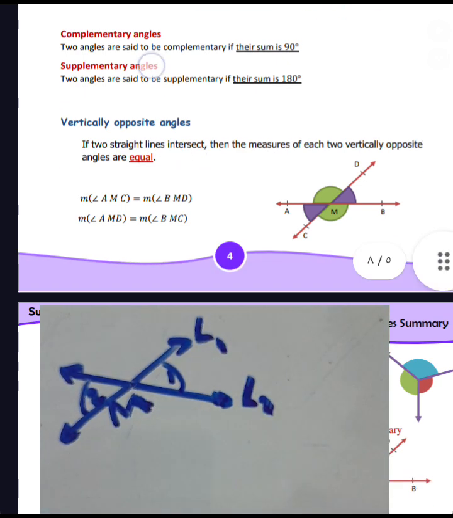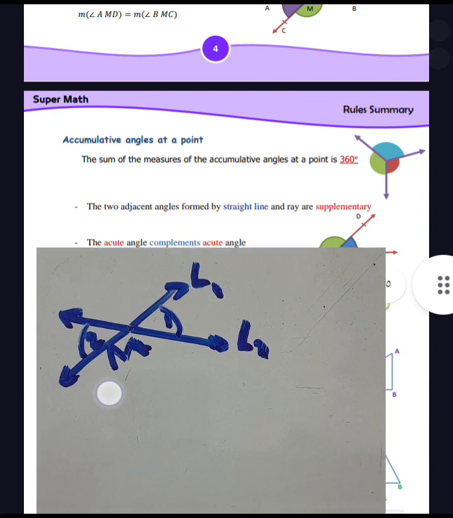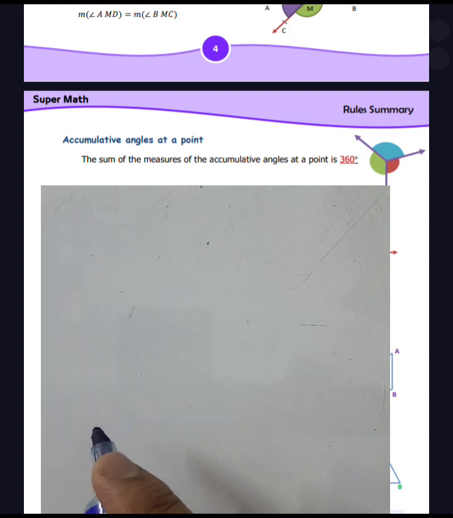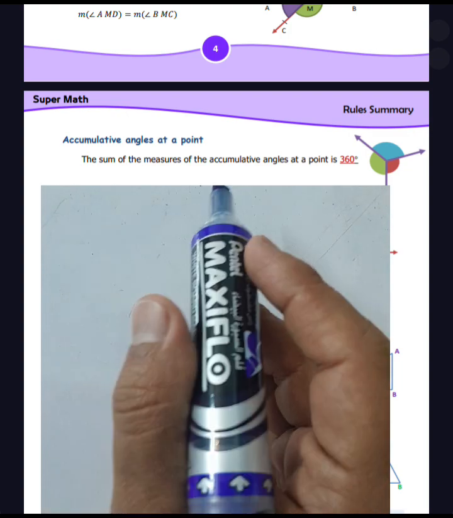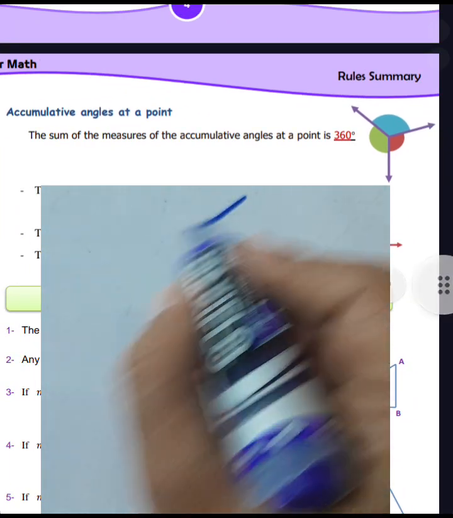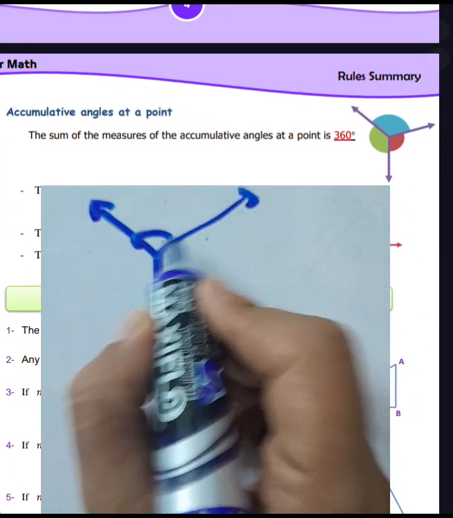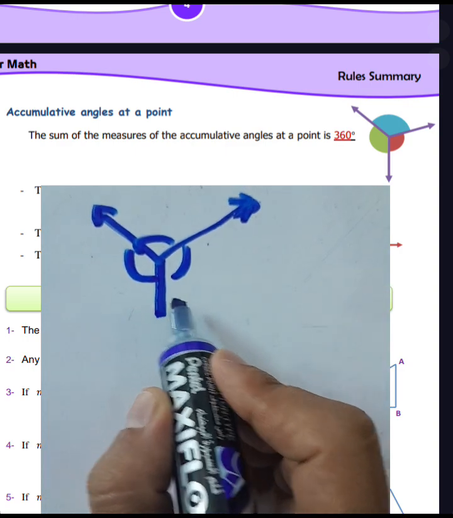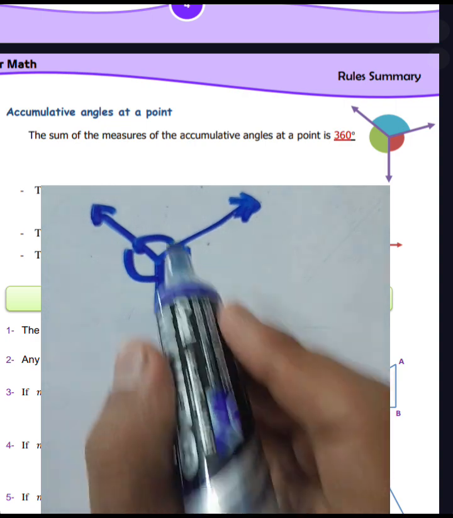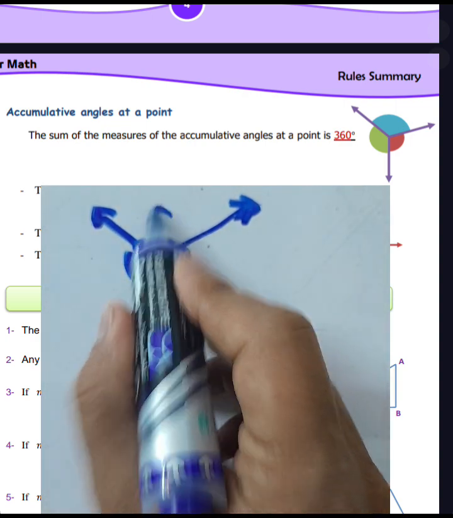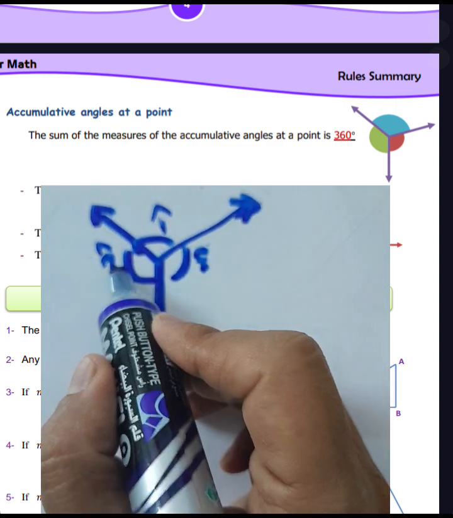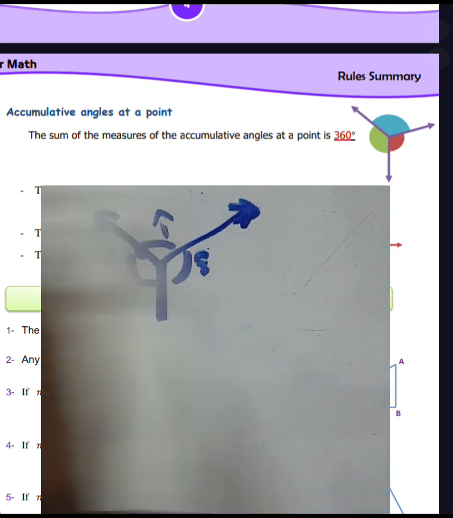And then cumulative angles at a point: the sum of them equals 360. We call these cumulative angles. The sum of the measures of the cumulative angles at a point is 360. Then if we have angle 1, angle 2 and angle 3, the measure of angle 1 plus the measure of angle 2 plus the measure of angle 3 equals 360 degrees.